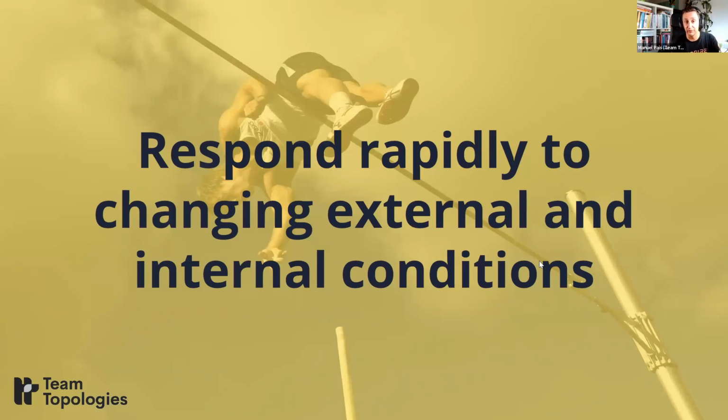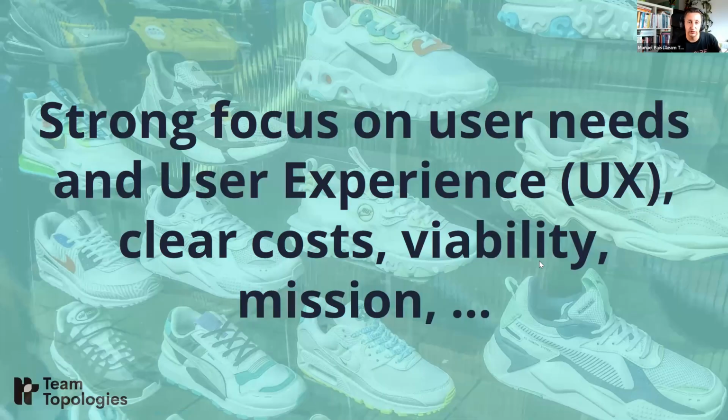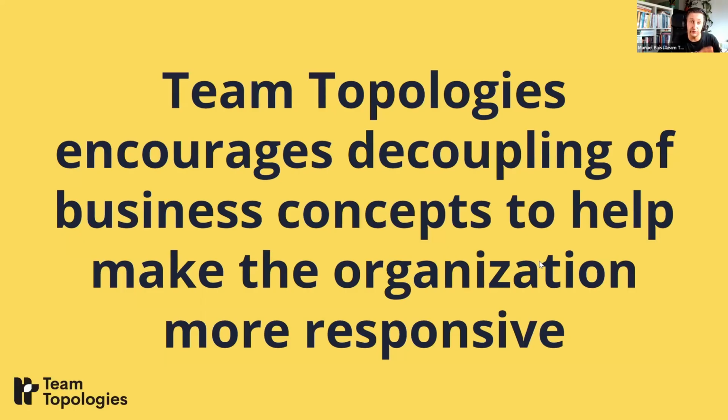even though it sounds quite simple that we can make changes in a matter of hours, but actually we need a lot of things in place. We saw the need to have a strong focus on user needs and user experience, understand the cost viability of our service, having clear mission for our teams. And Team Topologies helps with these things and achieving improved business agility and technical agility, I think in different ways. First, it encourages decoupling of business concepts, because like I said, if we want to align teams to a stream of value to customers, we need to start by decoupling concepts, right, to make the organization more responsive.